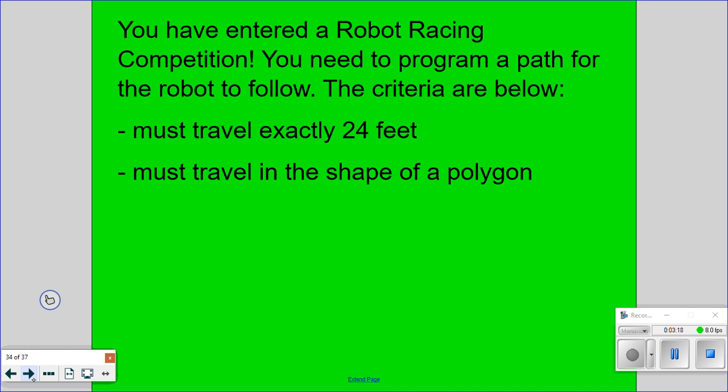It also has to travel in the shape of a polygon. We haven't really talked about this word too much, but a polygon is any shape that is closed. That just means that it doesn't have an opening. So for instance, this is not a polygon. Do you see that giant hole? Yeah. That is not a polygon. A polygon is just any shape as long as it doesn't have any holes. Does it have to have 4 sides? It does not have any other rules other than it has to be completely closed.